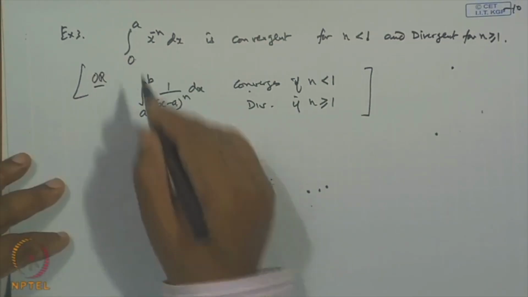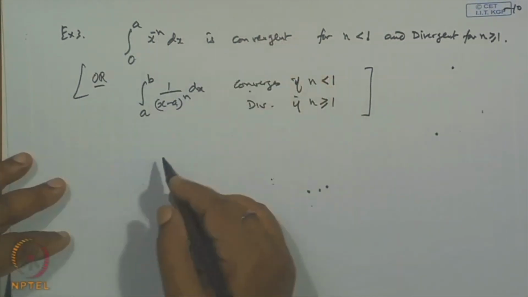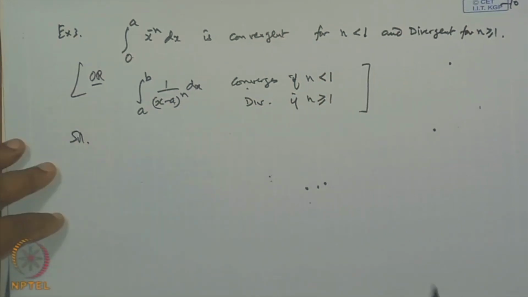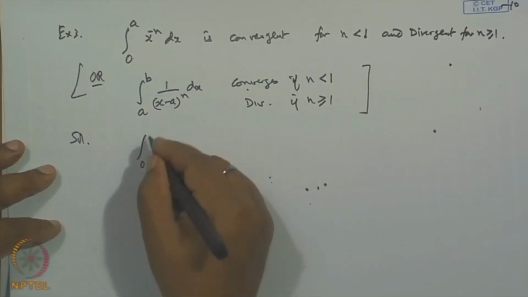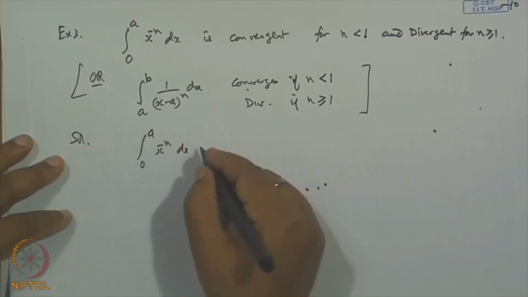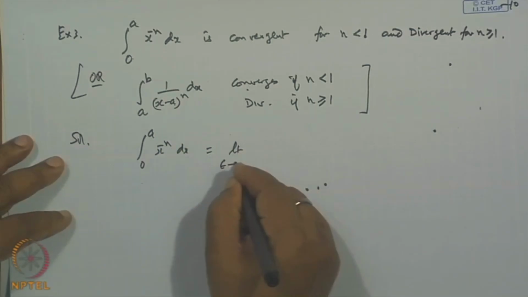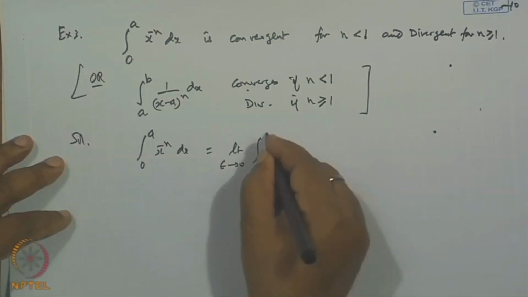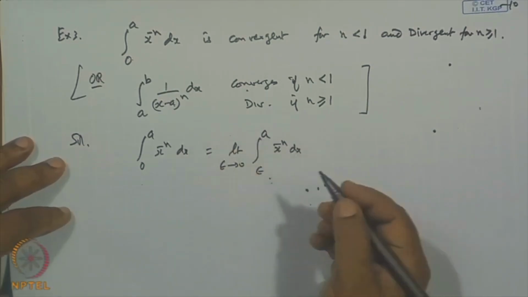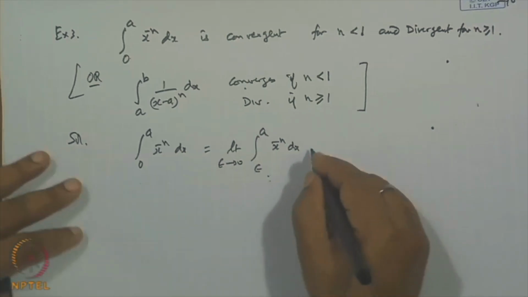When you substitute a equal to 0, you get this result. So, let us see the solution for it. We start with the integral from 0 to a of x to the power minus n dx, and this can be written as the limit as epsilon tends to 0 of the integral from epsilon to a of x to the power minus n dx. If this integral exists, then it is convergent.